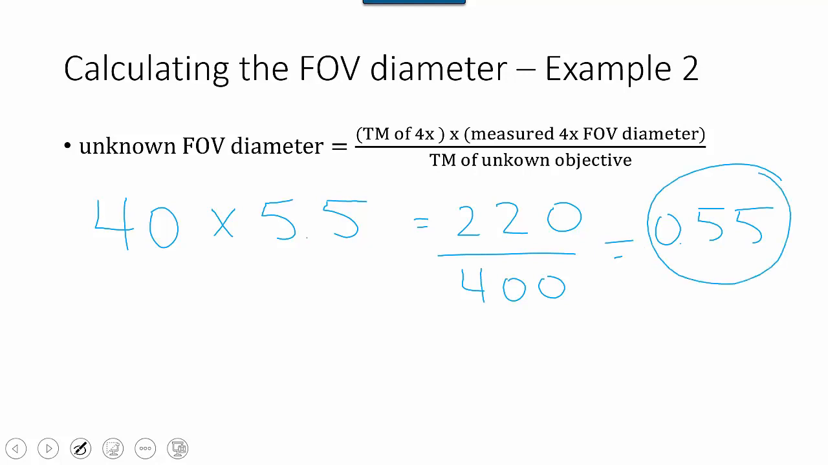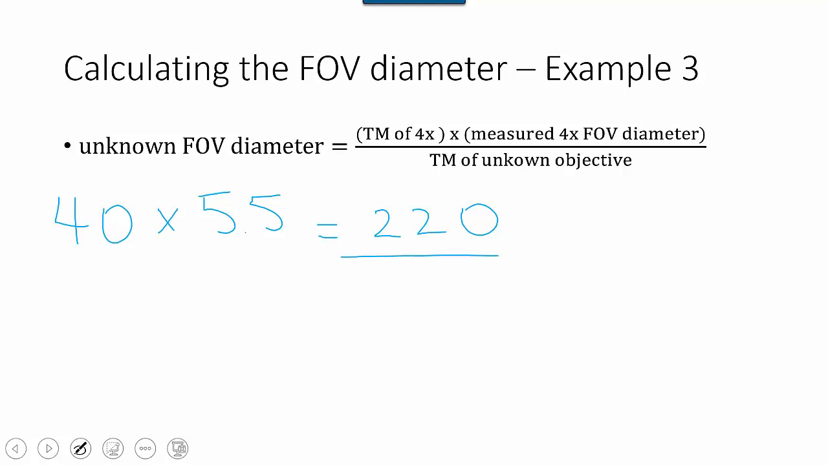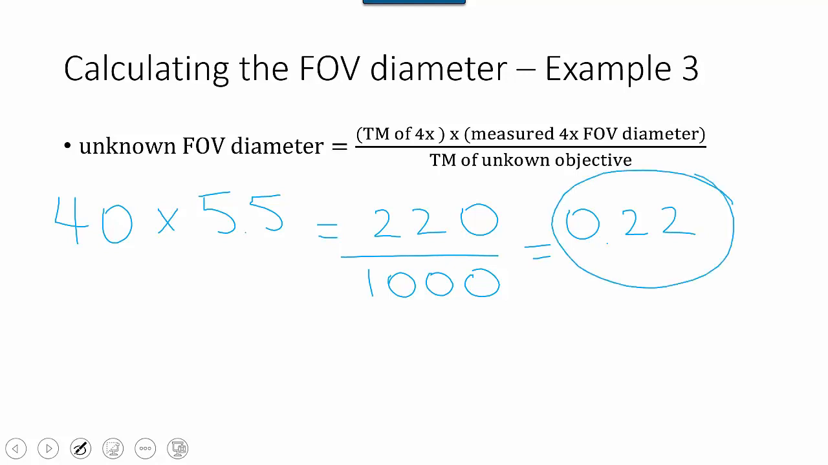Now, let's try one more time with the 100x objective. Again, we start with the total magnification on scanning, 40, multiply by its measured field of view diameter, 5.5 millimeters, to get 220. This time we just divide by the total magnification of the 100x objective, so 1000. 220 divided by 1000 is 0.22. So the diameter of the field of view for the 100x objective is 0.22 millimeters.